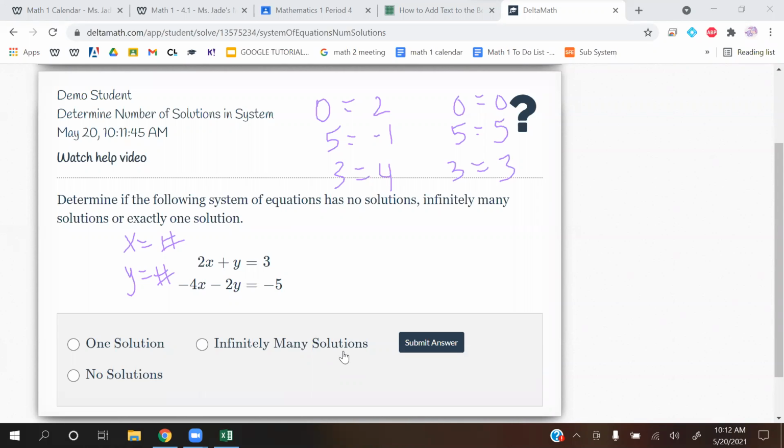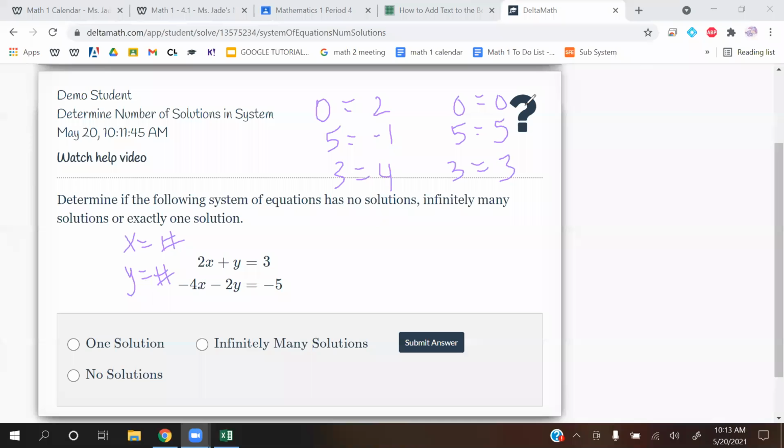So that's pretty much the idea behind this one. So let's solve for it. I'm just going to do this in a different color now. We got 2x plus y equals 3 and negative 4x minus 2y equals negative 5. I don't see x or y by itself, so that tells me that I think elimination method would be better.